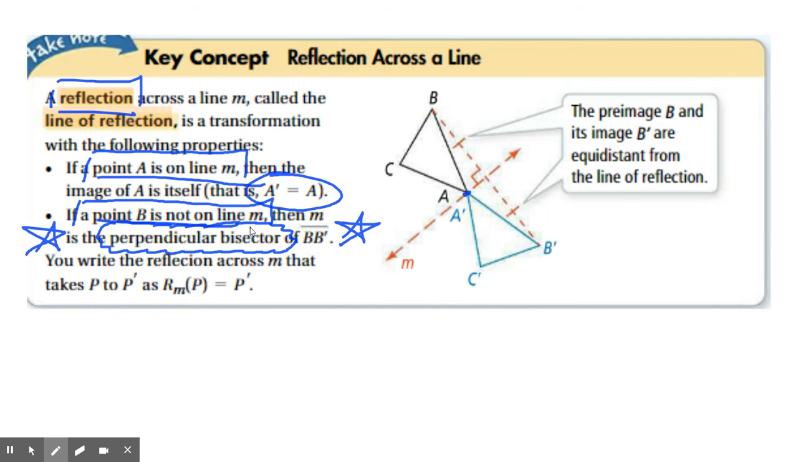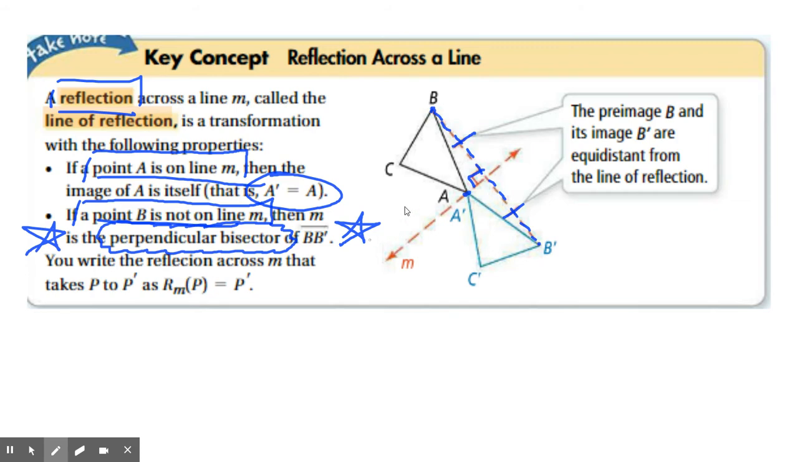This idea is huge. I need you to understand this. So if this is B, my pre-image, and this is my line of reflection, then if I connect B to B prime, two things should be true. Number one, that segment should be perpendicular to the line of reflection. And secondly, the distance from my pre-image to the line should be equal to the distance from my image to the line. Perpendicular bisector. Very, very important.